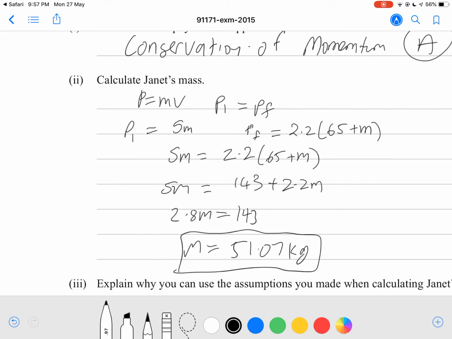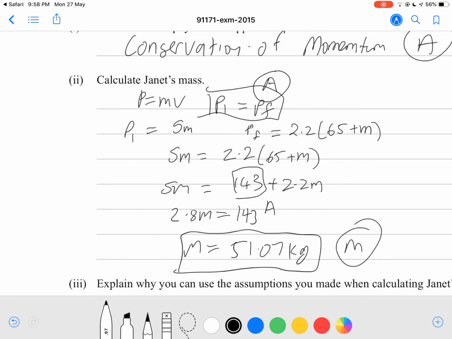So to get a merit grade, okay, you're looking at the correct answer for the mass, okay? And to get an achieved grade, you're looking at recognition that momentum is conserved. So you're looking at pi equals pf, or you're looking for the correct change in p, okay? So you're going to say the change in p equals 143. So you're looking at 143 here. That will get you an achieved. So any one of these will get you an achieved grade.